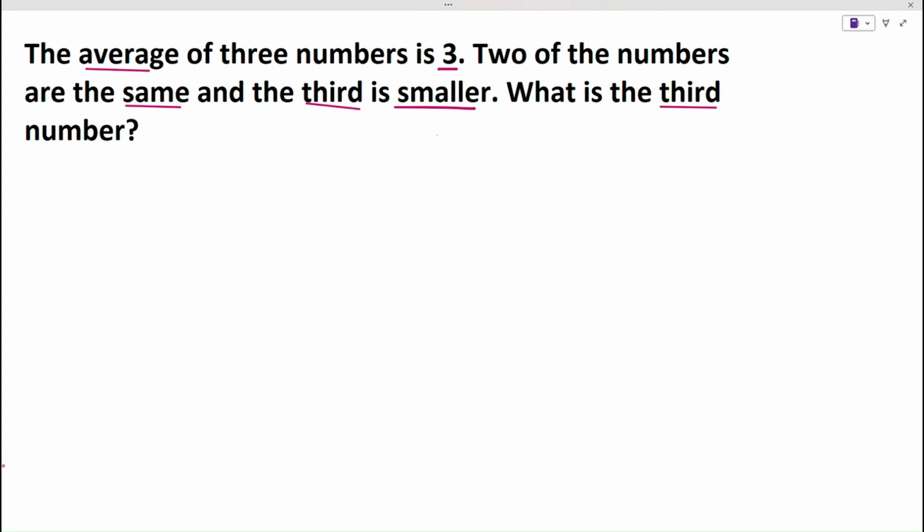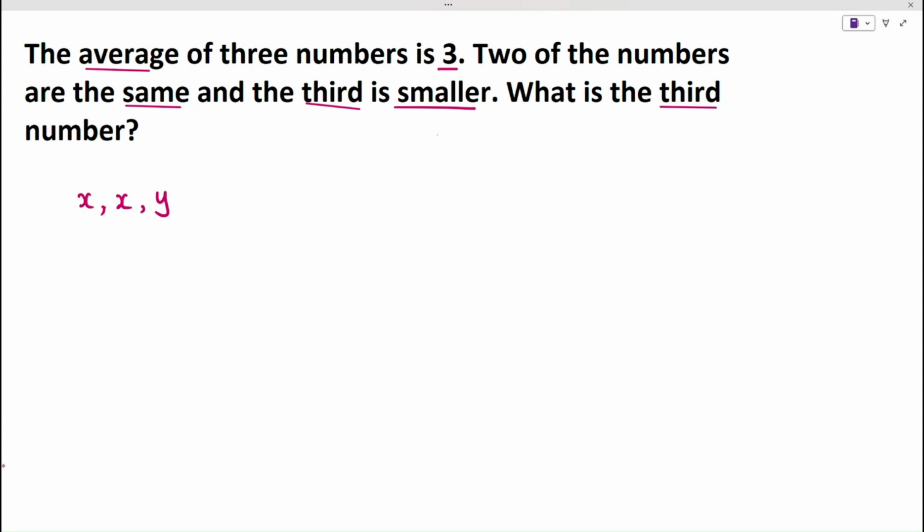So we have two of the numbers being the same, and the third is different. So if we have all our three numbers labeled as x, x, and y, those will be our three numbers. Two of them are the same, which is our x's, and y is our third one.